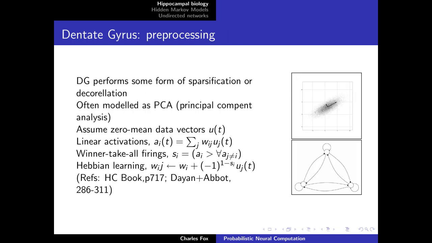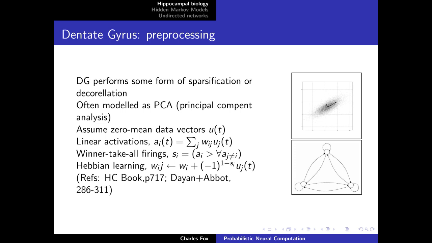After entorhinal cortex, we hit the dentate gyrus. So as I mentioned, this is often modelled as doing something like principal component analysis. Again, there's different flavours of this. You might have heard of independent component analysis. More recently, we've had probabilistic principal component analysis and so on. But your vanilla PCA is this idea.